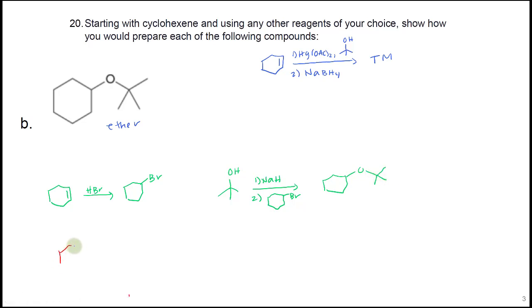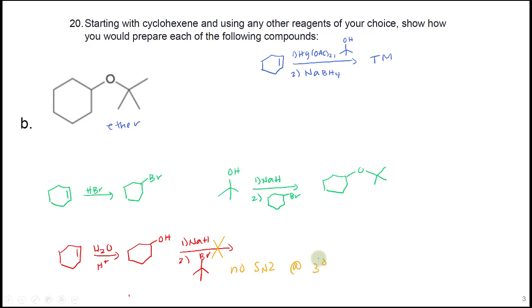What I don't want to do, so I started to add water. And if I was trying to carry this step on, I would use NaH and this tertiary butanol, but I would be trying to do an SN2 attack on a tertiary center, and we can't do that. So this does not work. No SN2 at tertiary. So that's why I'd have to go with that second route there.